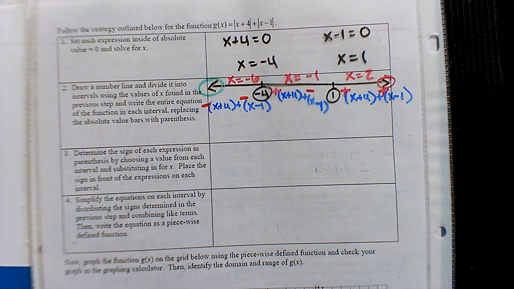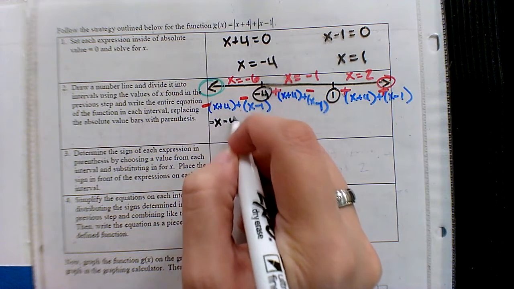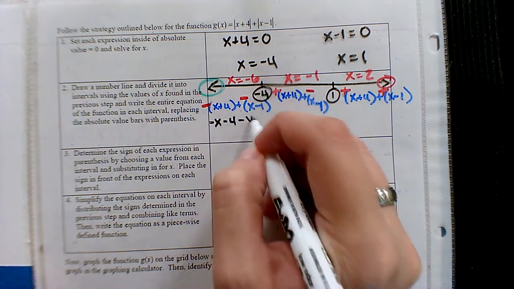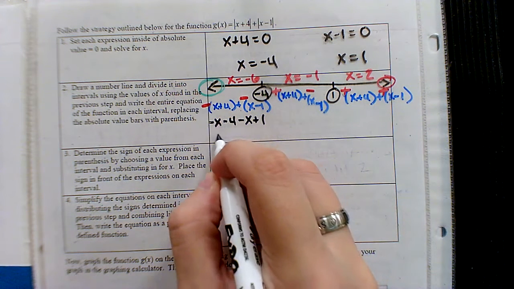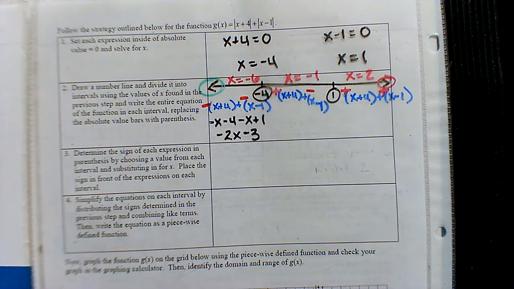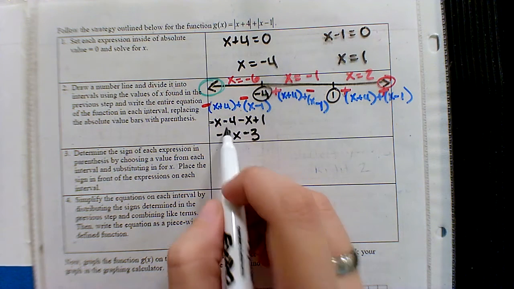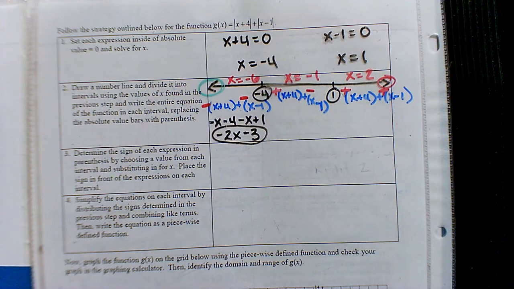All right, so now that we know the signs, we're going to simplify each interval individually by distributing in those signs that we found. So our first interval, we have to distribute in the first negative and the second. They were both negative. And if we were to combine some like terms, we'd have negative 2x minus 3. Okay, so that's our first equation in our piecewise function, now that we simplified it.